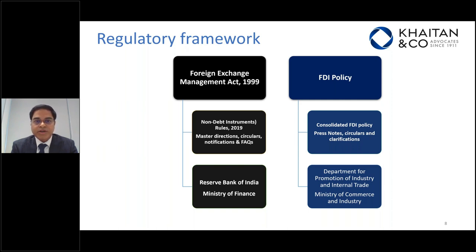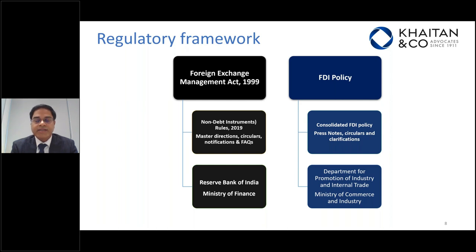Now, the Non-Debt Instrument Rules 2019 lay down the policy framework with respect to any investment, as well as all the critical aspects with respect to inbound transactions. And the Reserve Bank of India and the Ministry of Finance have been authorized to provide the mechanism with respect to such investments.